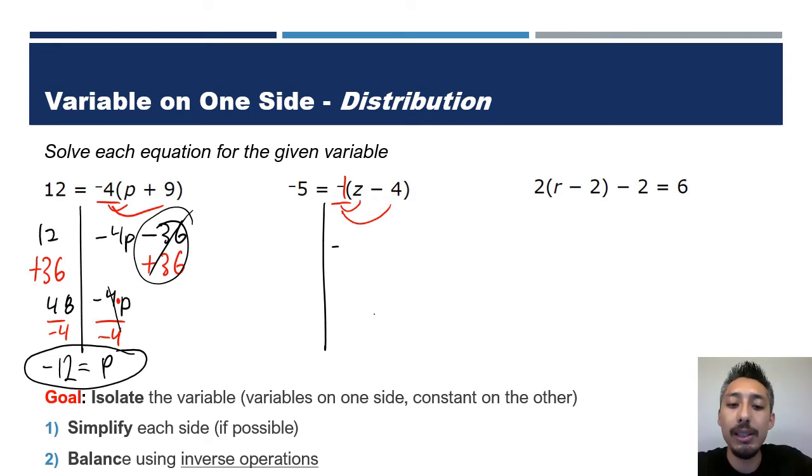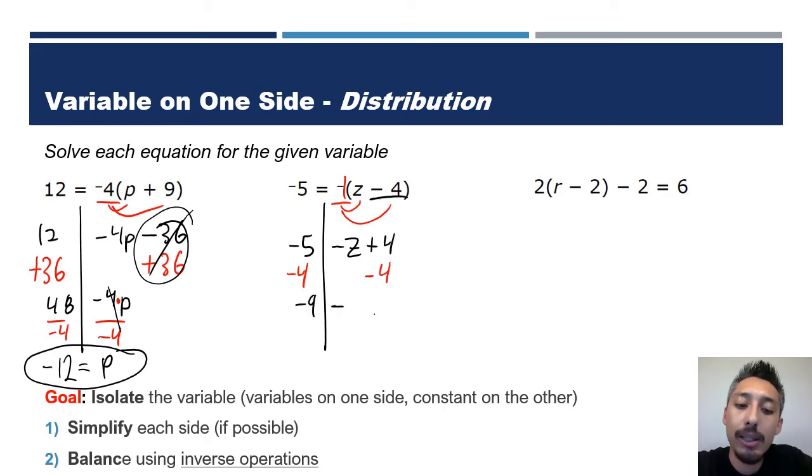Negative 1 times z is negative z. And negative 1 times a negative 4, we're going to treat that as a negative since there is subtraction in front. Negative 1 times negative 4 is going to be a positive 4. And all of this is equal to negative 5 on the left side. Again, we're trying to get our variable by itself, so let's get rid of 4 by subtracting it, the inverse operation. On the left side, we have negative 5 minus 4, which is negative 9. And this is equal to negative z, since this canceled out.